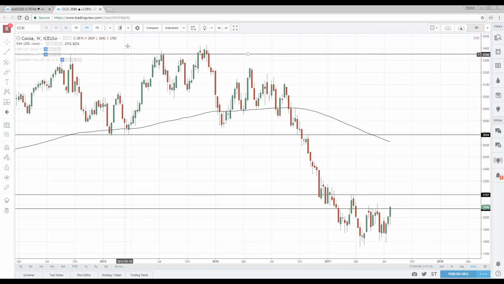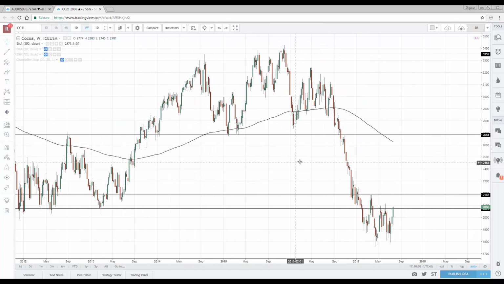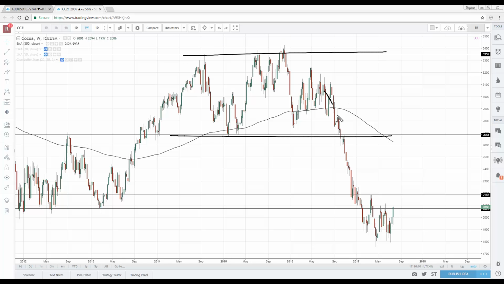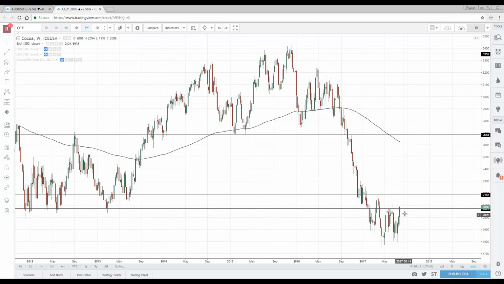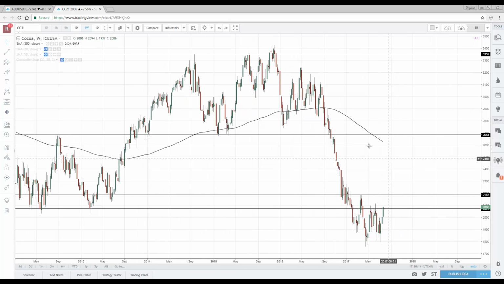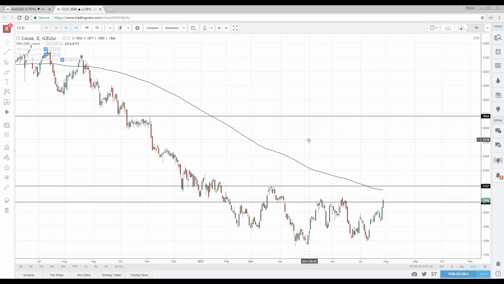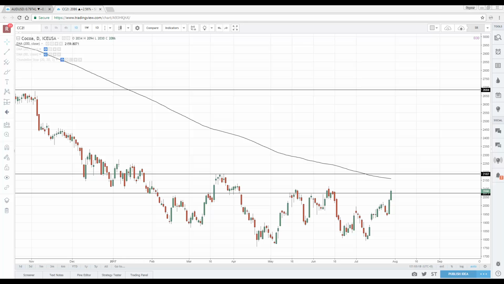So again, weekly time frame, looking at the big picture, you can see this market in a distribution stage, the market broke down, then it consolidated over here. So this is the big picture of cocoa. Pretty much the market is in a range right now. If you go down to the daily time frame, now you have your bias. Again, nothing fanciful, simple technical analysis.